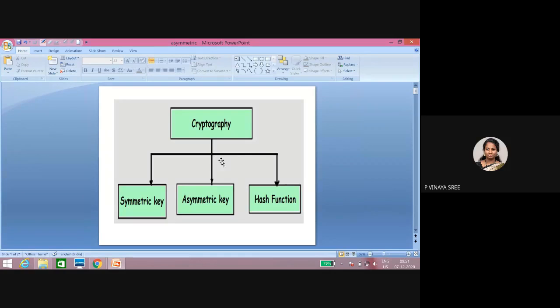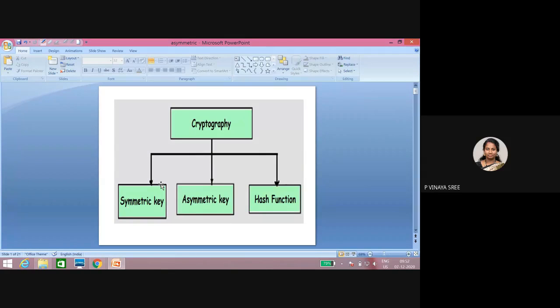Advanced Encryption Standard is a block cipher, and it is not a Feistel structure. DES is a Feistel structure, and the advantage of AES when compared to DES is the block size is 128 bits, so it is not slow when compared to DES. Why DES is slow is that it divides the entire message into blocks of 64 bits, so because of that it is slow when compared to AES.